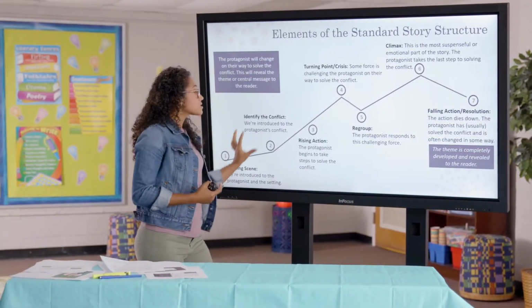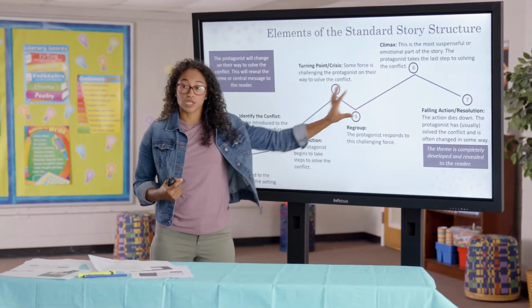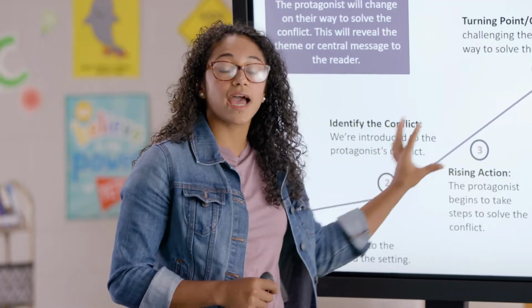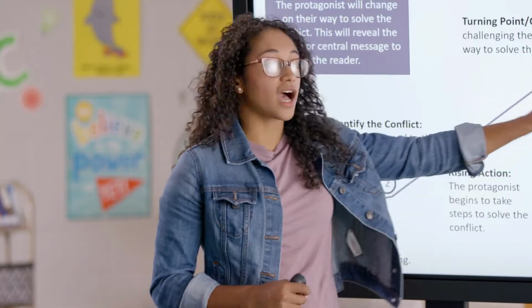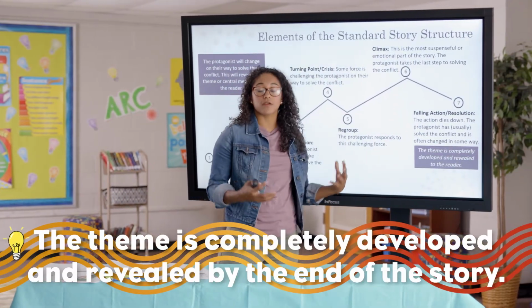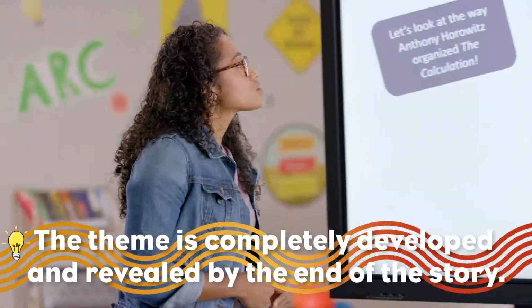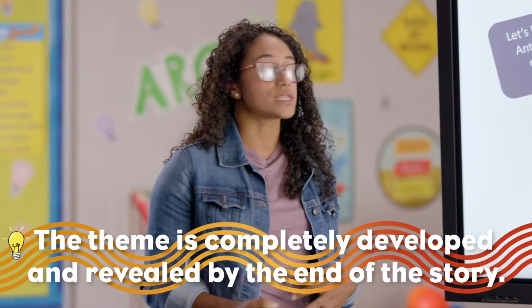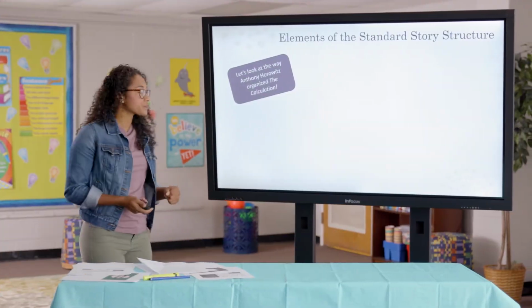And all of these events cause our character to change, and the way that the protagonist deals with the conflict is what's going to lead us to our theme. It's completely developed by the end of the story. So let's look at the way Anthony Horowitz organized the calculation.